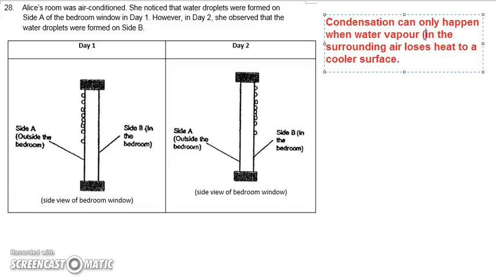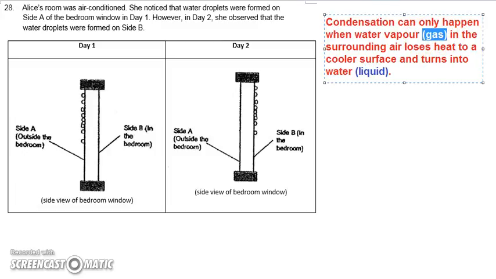We know that water vapor is a gas, and that it loses heat to a cooler surface, right? And it can only happen when water vapor in the surrounding air loses heat to a cooler surface and turns into water. We know that water is actually a liquid. Water is a liquid, okay? So the very important fact here is that it needs to lose heat, okay? Water vapor needs to lose heat to a cooler surface. So let's look at this.